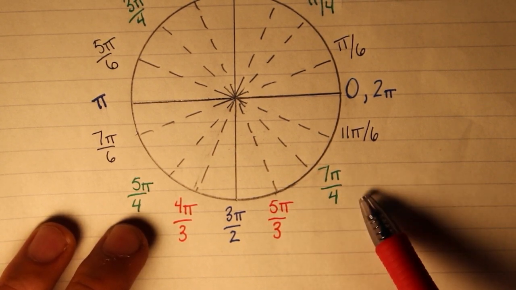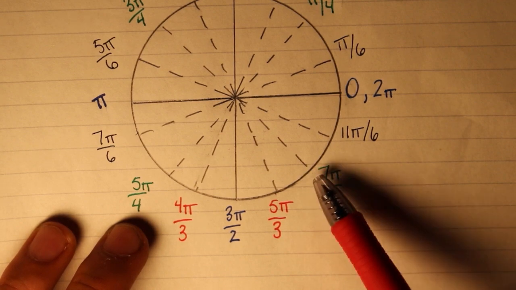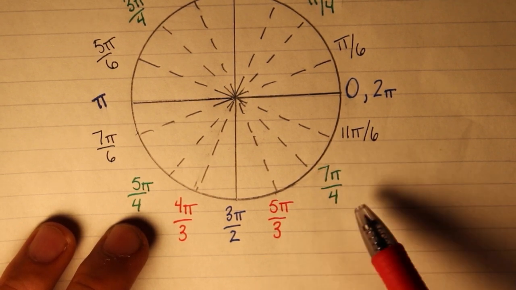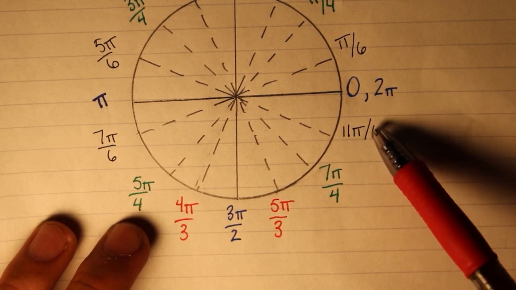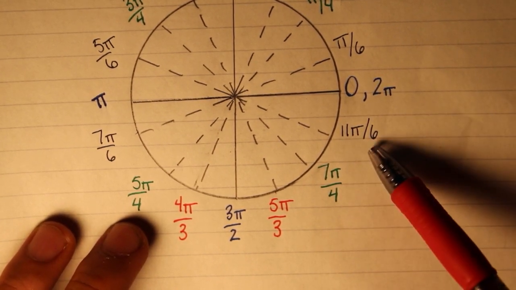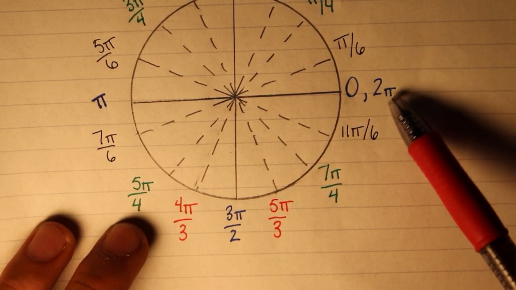4 times 2 is 8. 8 minus 1 is 7. 7 pi over 4. Easy. 6 times 2 is 12. 12 minus 1 is 11. 11 pi over 6. Easy. And that makes sense because we're approaching 2 pi.